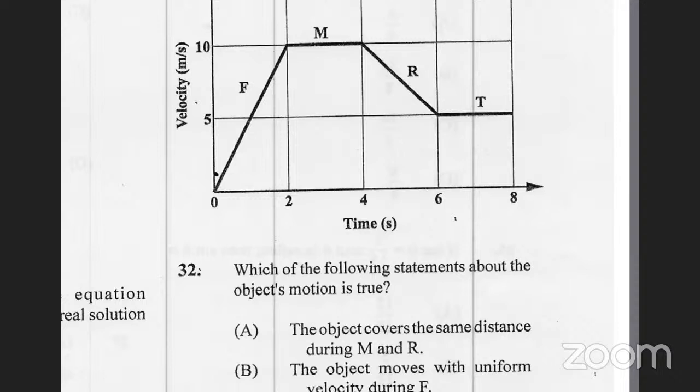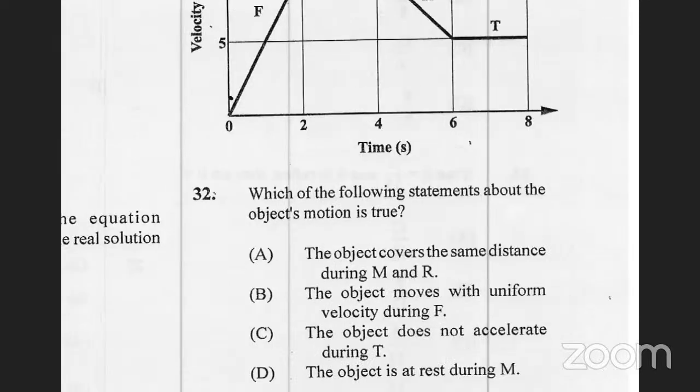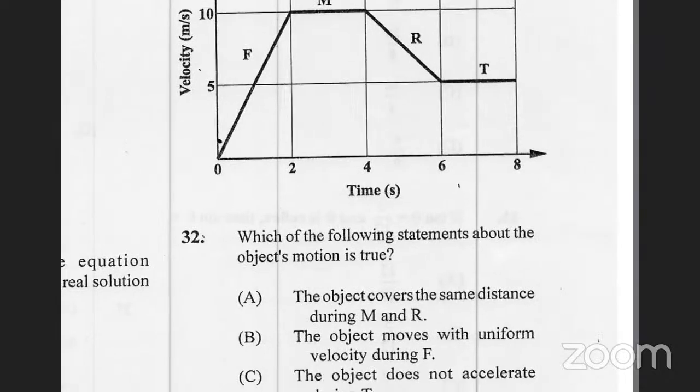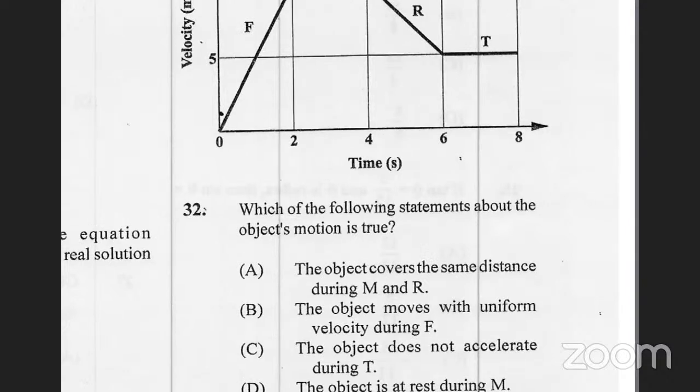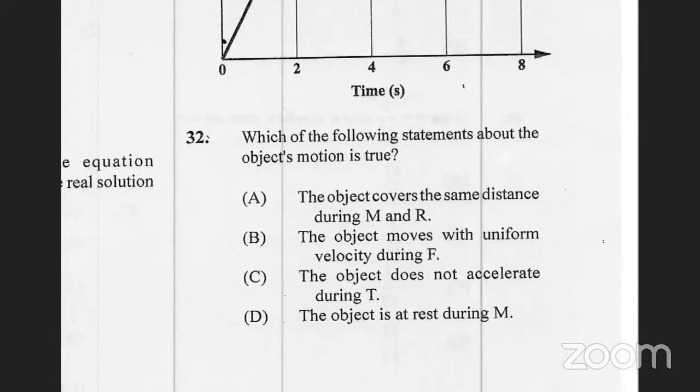So under m is 2 by 10, that's 20. That's this by this, so that's 20 meters. And here will be half the sum of the parallel sides. That's wrong. I can't believe I did that. They both don't have the same area, right? The object moves with uniform velocity during f. No, the velocity is changing. The object does not accelerate at t. That's correct. The object is at rest on m. No. So the answer is cut.